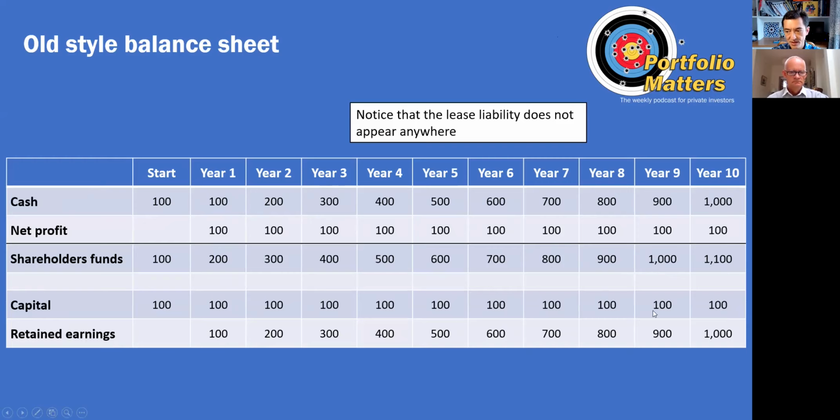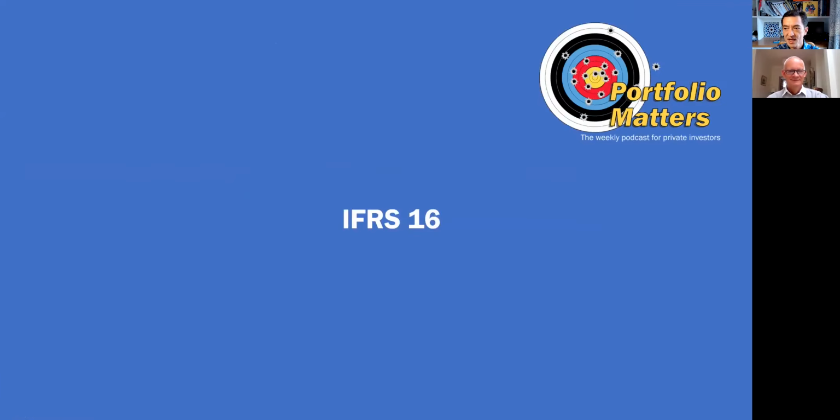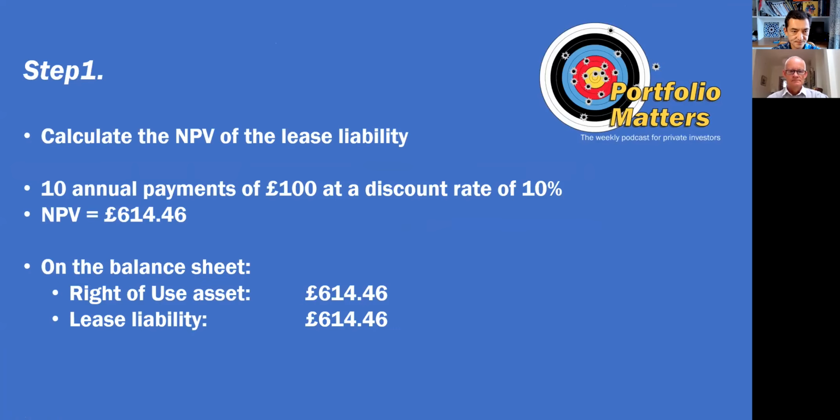Your retained earnings grow by £100 per annum. But notice the lease liabilities do not appear anywhere. Okay, so how will the accounts for that company look under IFRS 16?